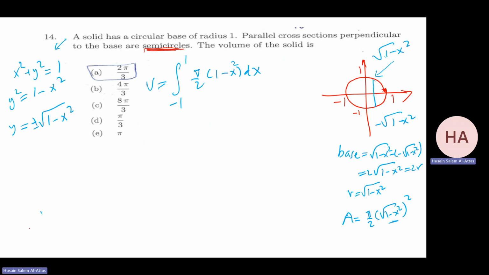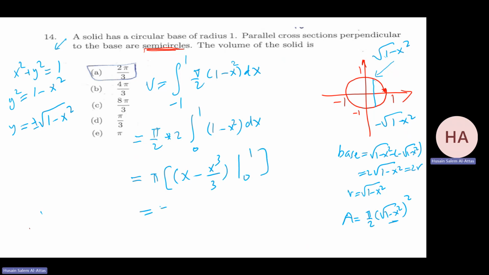The square and the square root will cancel. Okay. So I have what? Pi over 2 times what? First, this is an even function, so I can write it as pi over 2 times 2 times the integral from 0 to 1 of this. And that gives me pi times x minus x cubed over 3, from 0 to 1. That will be pi times 1 minus 1 over 3, which is 2 pi over 3, which is this.